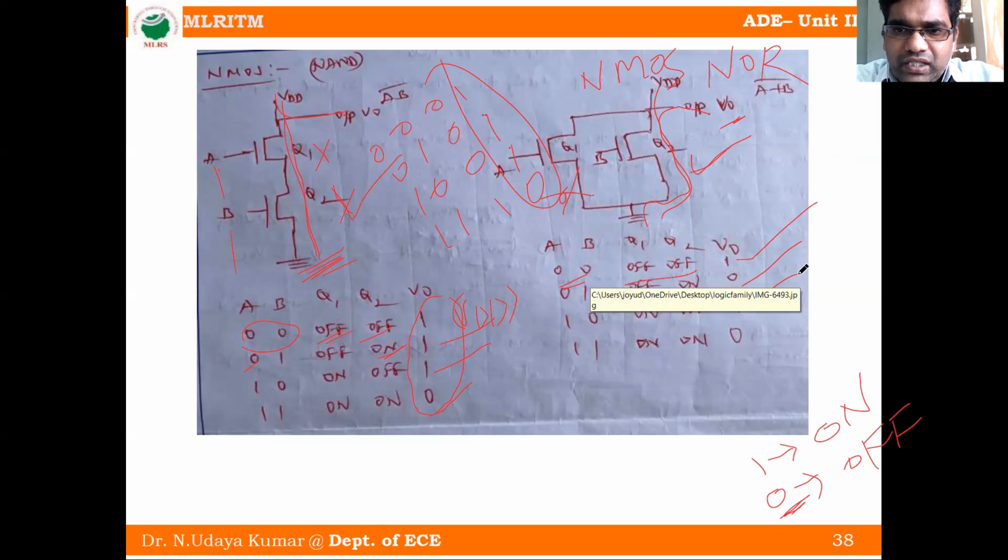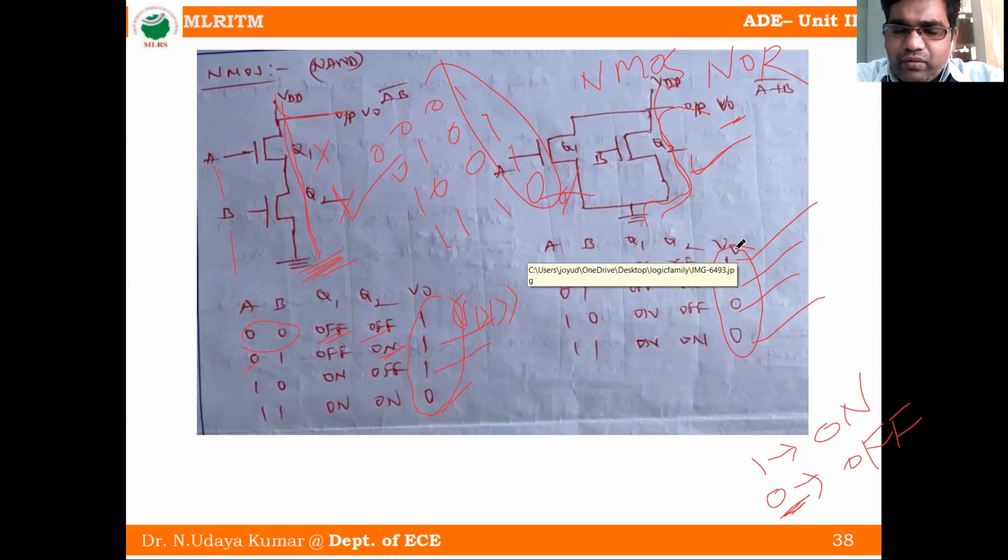1 1 means both transistors are on, both transistors are short circuit. That means VDD is directly connected to the ground, and V0 is also directly connected to the ground. The output we get is 0. So this is called a NOR gate. So for a NOR gate, when both inputs are 0 0, we get output 1. If any one of the inputs is 1, we get 0. This is called the NMOS NOR gate. Okay. Understood?